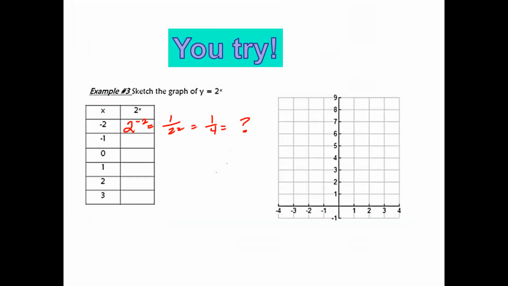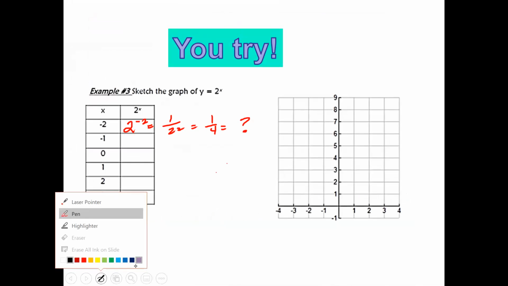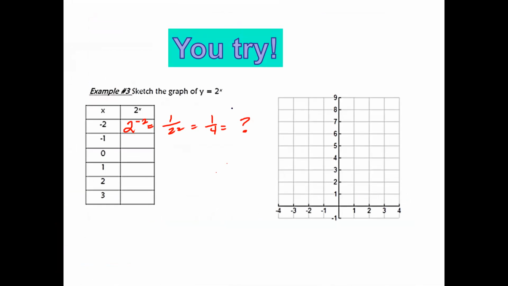For example 3, I'm going to have you guys go ahead and try it on your own. So pause the video and give it a try. Okay, so then looking at this right here, your first point is -2, 0.25. So -2, 0.25 is right here. 2 to the negative 1 power, you bring that down to make it a positive 1. So 1/2, so it's going to be 0.5. -1, 0.5. 2 to the 0 power is 1, so 0, 1. 2 to the 1 power is 2, so your fourth point is 1, 2.